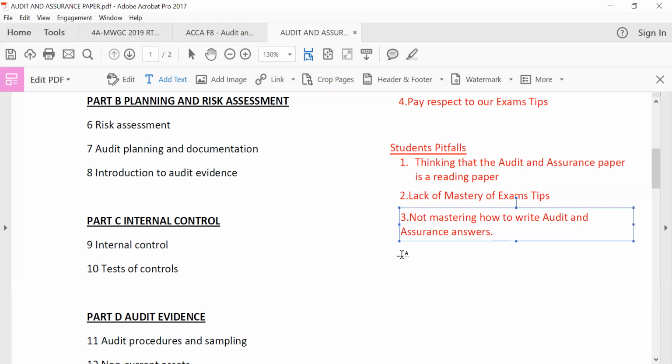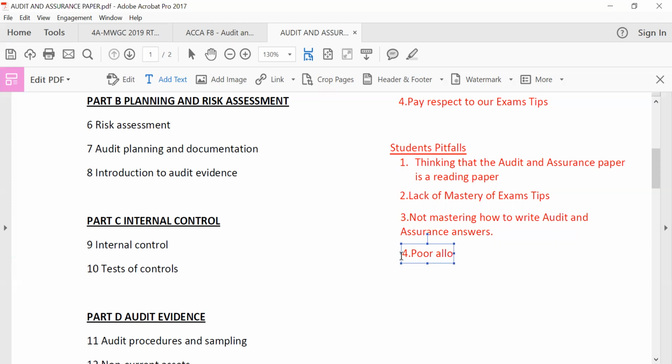So in all, every answer to be written by the student on the exam paper, in the case of audit and assurance, should have an explanation. We do not need you to explain too much in detail. We want you to give us a brief explanation to every point you put on the paper. That is it. So we come to the last item.